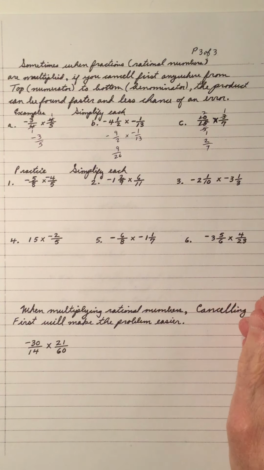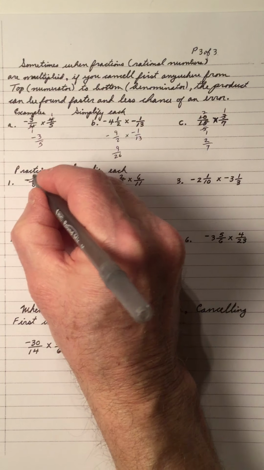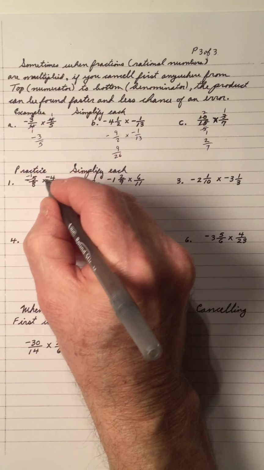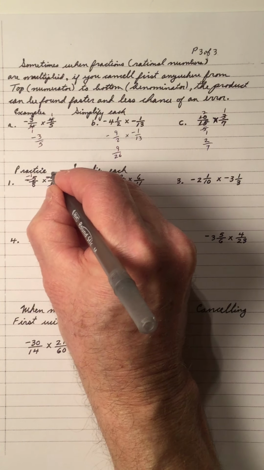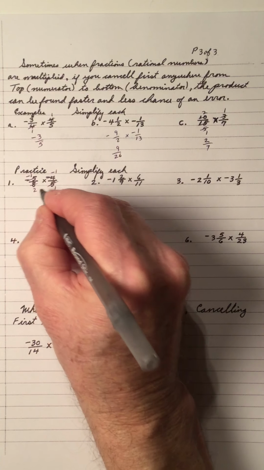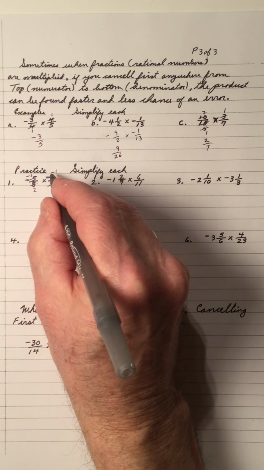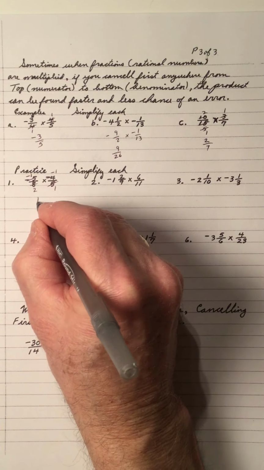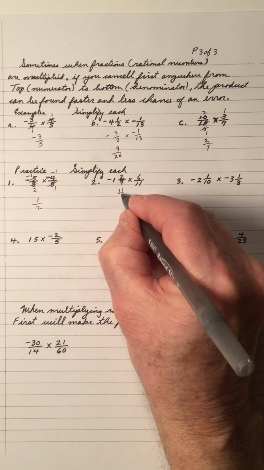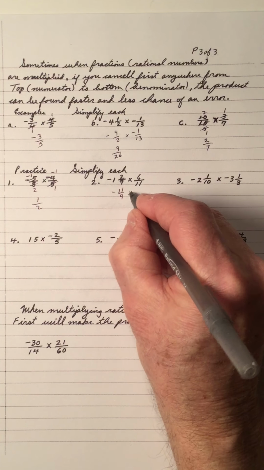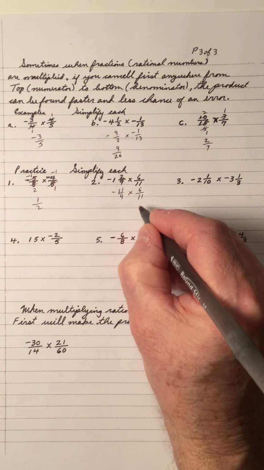Here I go. Cancel. 5 into 5 is once. 5 into negative 5 is negative 1. 4 into negative 4 is negative 1. 4 into 8 goes 2. That gives me negative 1 times negative 1 is 1 over 2. Change. 1 times 9 plus 2 is 11 over 9, negative, times 6 over 11.